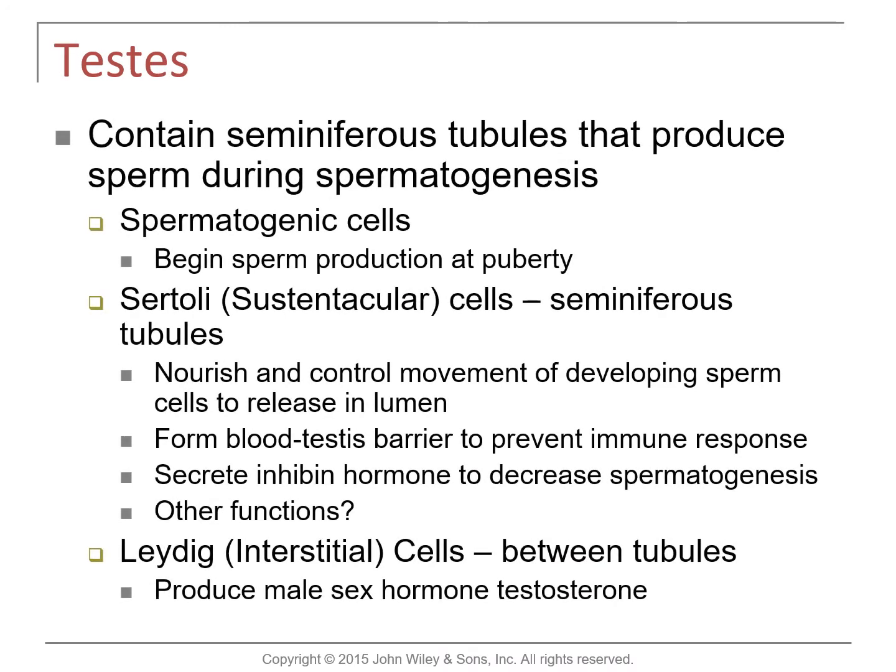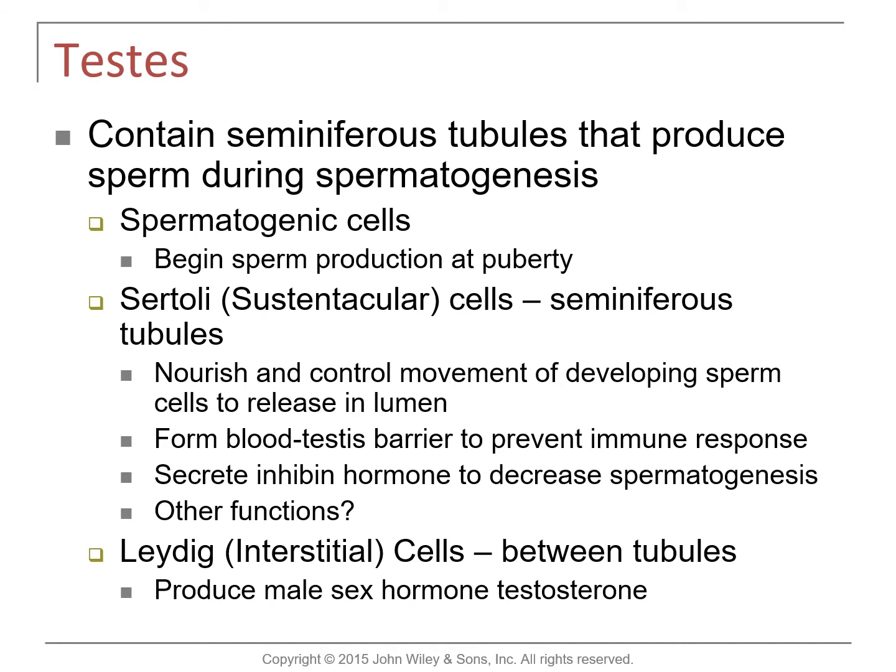Here we have the testes or testicles, which again are the gonads of the male reproductive system. The testes contain several hundred seminiferous tubules, which are the site of sperm production during spermatogenesis. The tubules surround a lumen, which will eventually collect the sperm, but the cells that give rise to the sperm are called spermatogenic cells. So these make up the walls of the seminiferous tubules, and the spermatogenic cells are at different stages of maturity. The more immature cells are located superficially, and the more mature cells, as they become sperm, of course, are closer to the lumen.